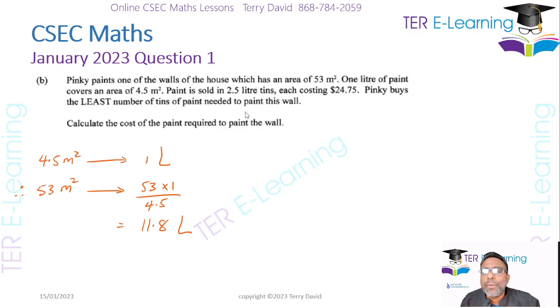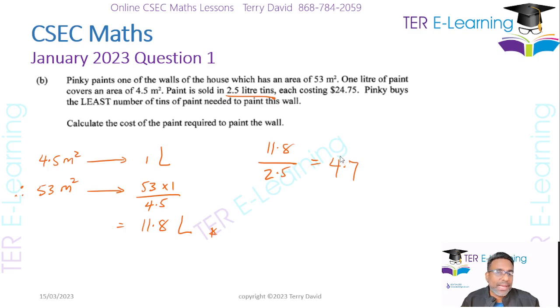Now, what else are they telling me here? So this is the amount that we need, but they only sell in 2.5 liter tins. So all we need to do is take this amount of paint, 11.8, and divide it by 2.5. That'll tell us how many cans of paint we need. So 11.8 divided by 2.5, and you're going to get about 4.7. You need 4.7 cans of paint.